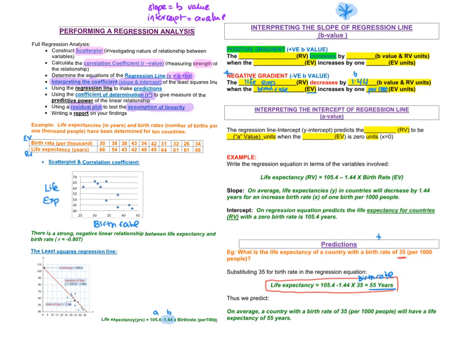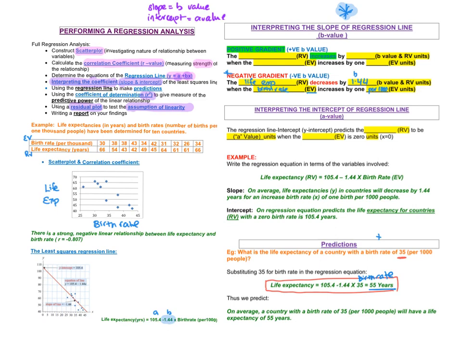All right, if I was asked to interpret the intercept, which is the A value, I'm going to use this little expression. The regression line intercept predicts the response variable, in this example life expectancy, to be 105.4 years when the birth rate is 0. Okay, so that's how you always use these fill in the blanks, and then you can't get it wrong.